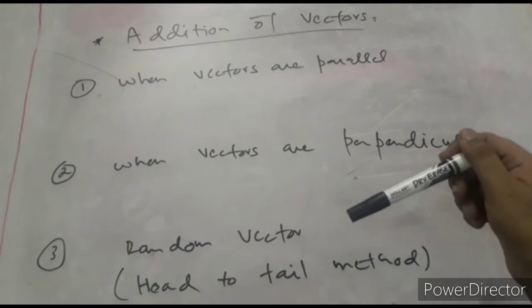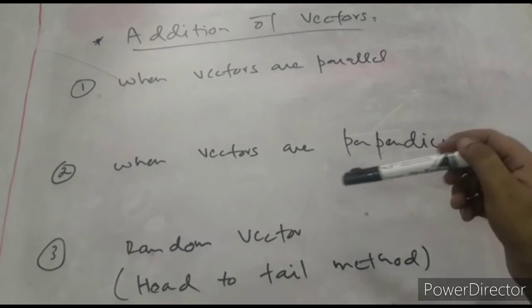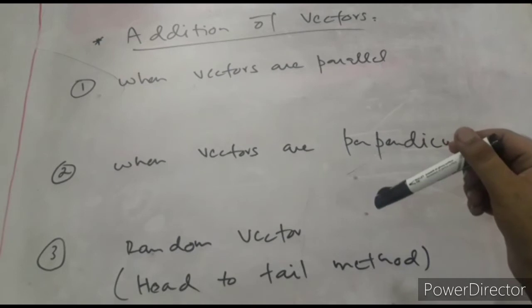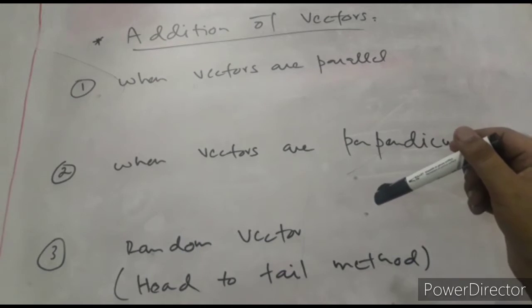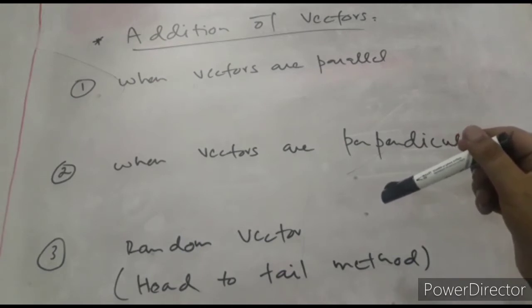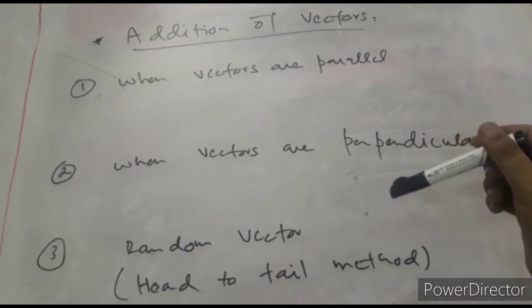Just keep in mind, when we add two or more vectors, the answer we get is also a vector. It means it also has some direction and magnitude as well. It can also be represented by an arrow, since it's a vector. So after the addition, the result we get is called a resultant vector.